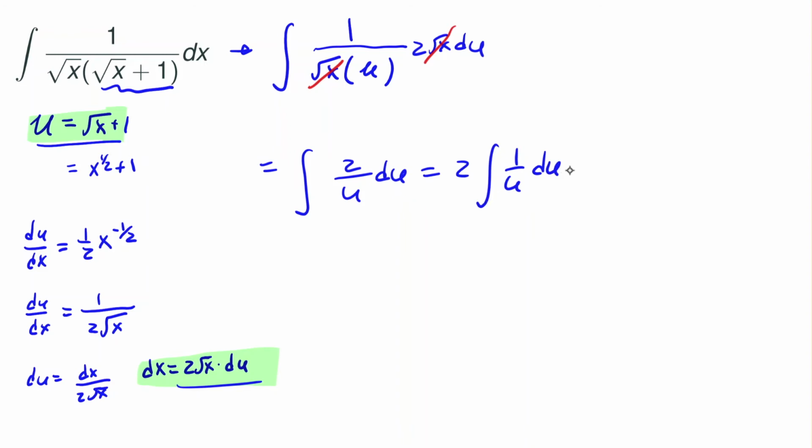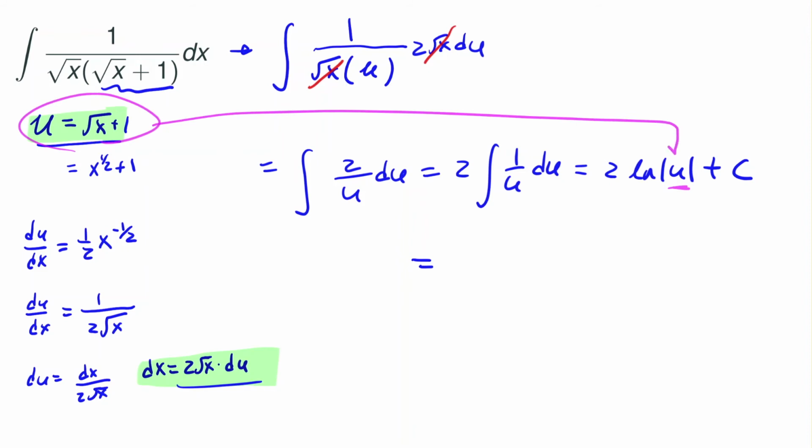And what is the antiderivative of 1 over u? It's ln of u. This is an indefinite integral, so we must write plus c. So for the final answer, we have to plug in what u is. U is this right here, so we have to plug this right here.